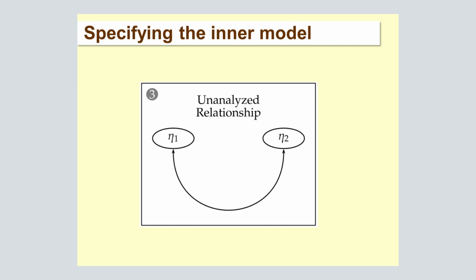Unanalyzed relationships are characterized by the fact that there is some relationship between eta 1 and eta 2, but it is not specified what kind of relationship this is. So there might be a direct relationship between them in either direction, or there could be a third variable influencing both, but there is just no focus on this relationship between eta 1 and eta 2. So we simply let them covary. That also means both eta 1 and eta 2 are exogenous variables in our model.